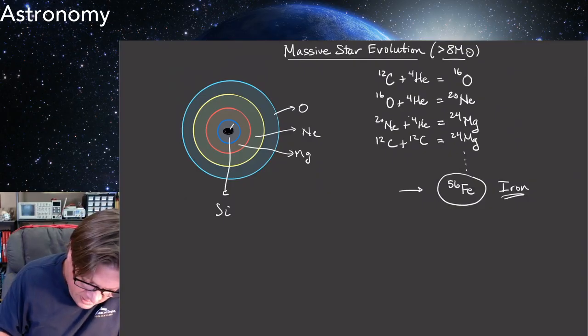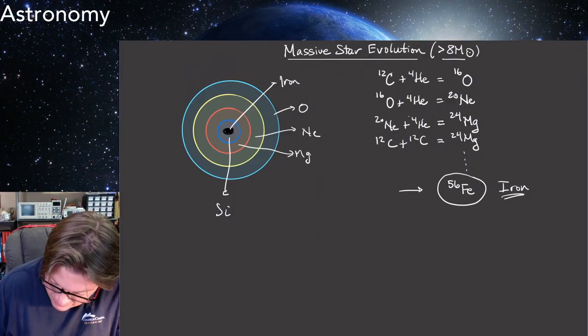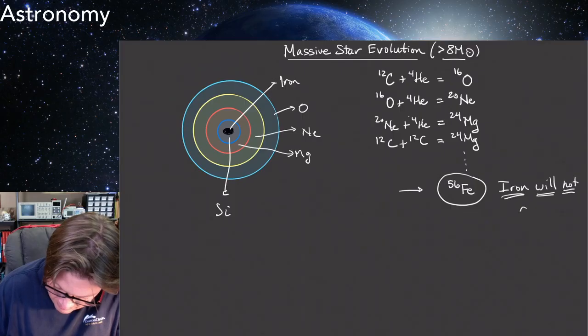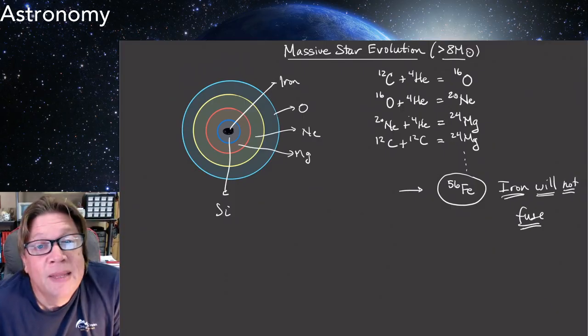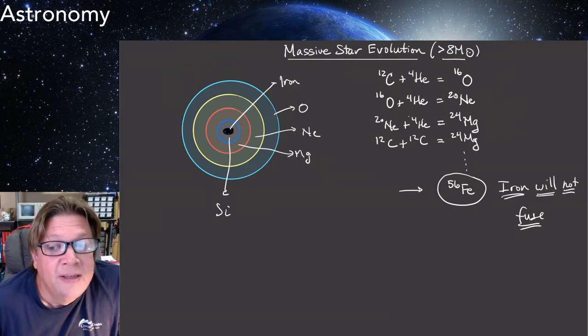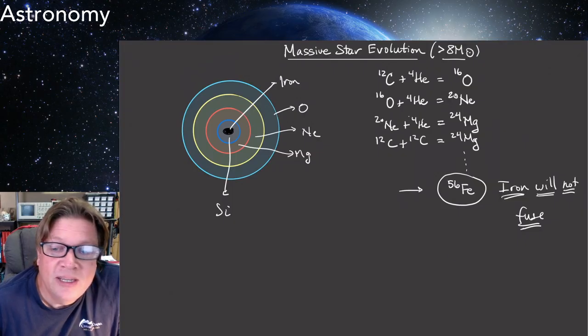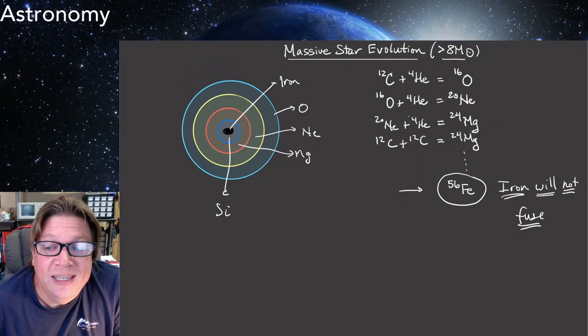And once you get iron, you're done. The reason is because iron will not fuse. It doesn't matter how high the temperature gets. It doesn't matter how much you crush it. It turns out that iron is the most tightly bound of all the atomic nuclei. You can't squeeze anything into iron.